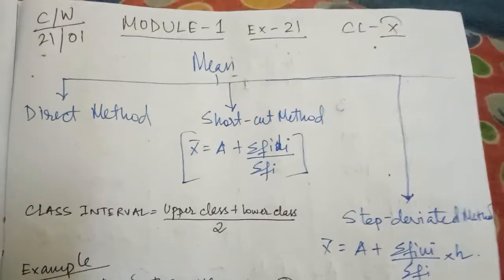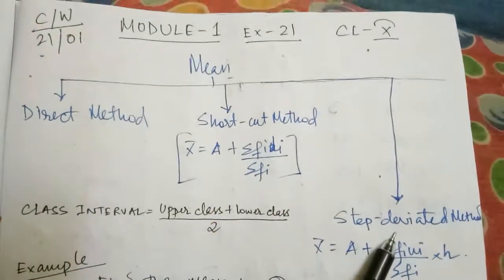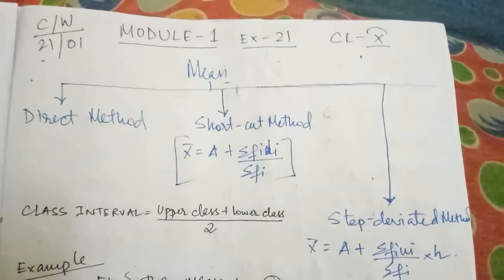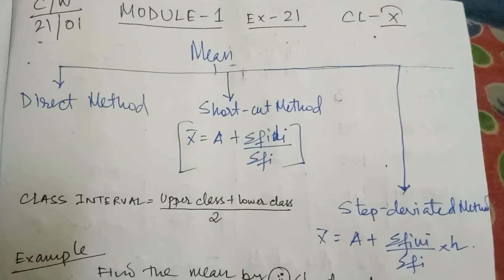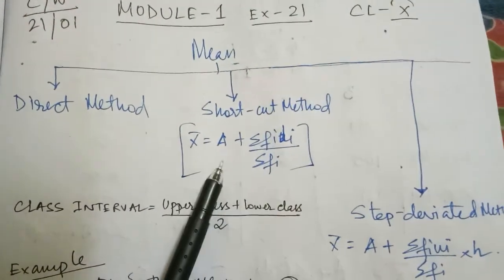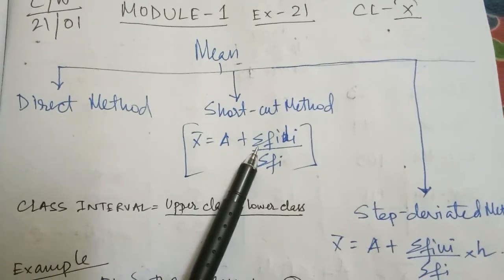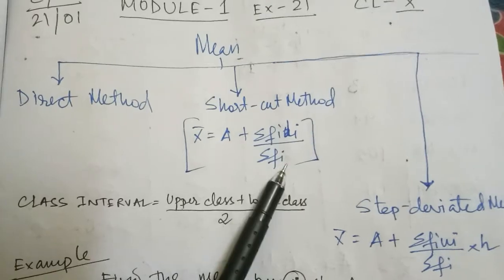The mean has three methods: the direct method, the shortcut method, and the step deviation method, which is also called the assumed mean method. Here I have written the shortcut method formula. A is for the assumed mean. Mean equals assumed mean A plus summation fi di by summation fi.